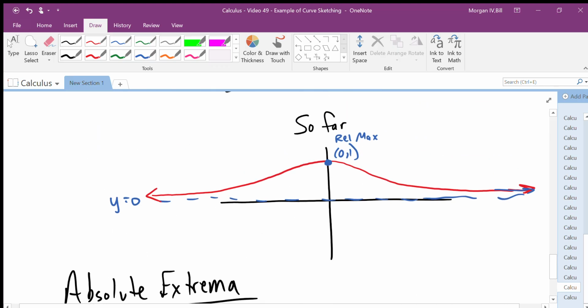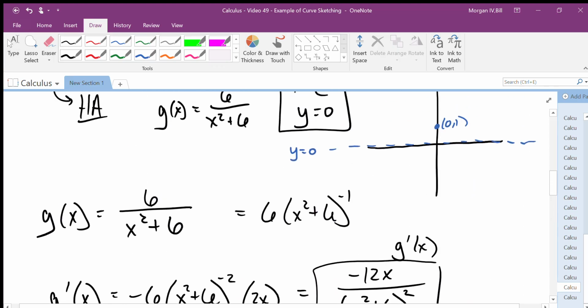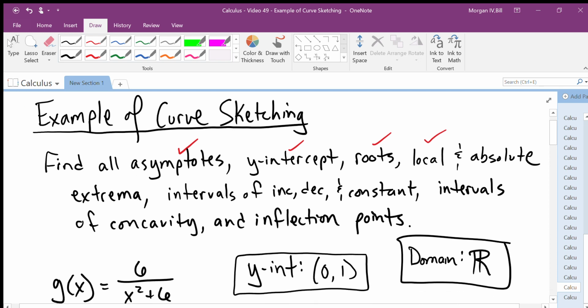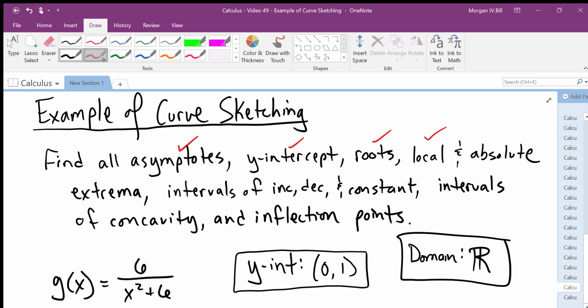All right, so we've done the absolute extrema. Scrolling back to the top here, that part is done. Now we have intervals of increasing, decreasing, constant. And we did that one already as well. Intervals increasing, decreasing, none on constant. Now intervals of concavity and inflection points. For that, we need the second derivative.